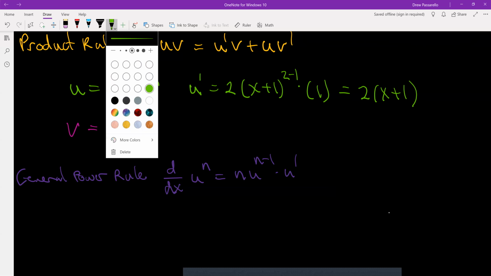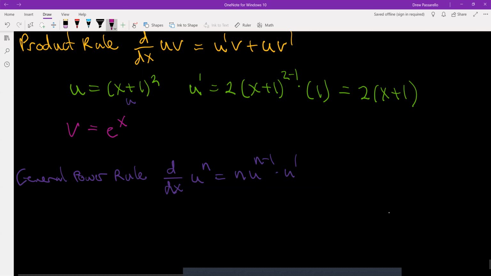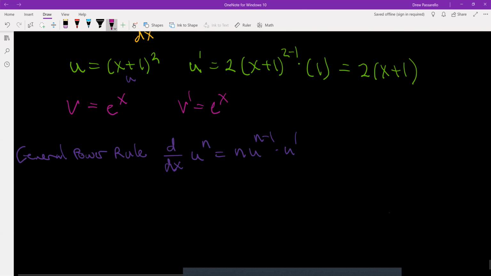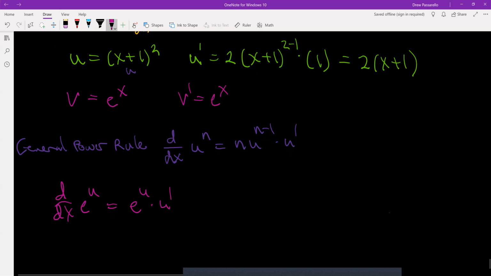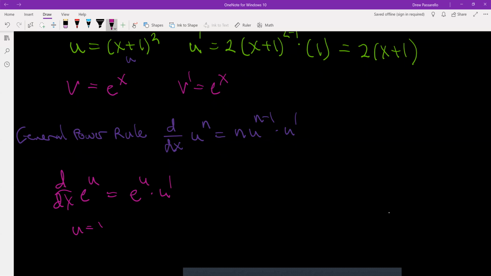V, well, the derivative of e to the x is the same thing, e to the x. All right, because of the rule, derivative of e to the u is e to the u times u prime. It's just u is x, derivative of x is 1. So it will be e to the x times 1, which is e to the x.